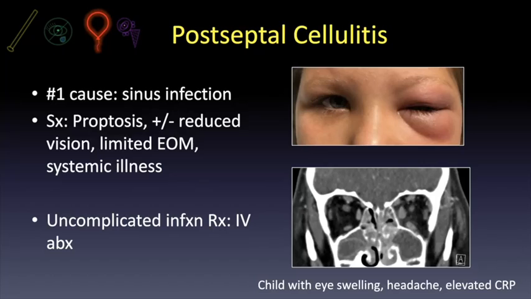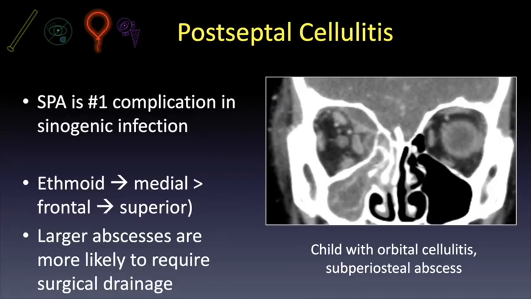Postseptal cellulitis is most often a complication of sinus infection. Clinical symptoms are more severe than in preseptal cellulitis. In this child, there is subtle fat stranding in the medial and inferior extraconal space adjacent to the inflamed ethmoid and maxillary sinuses and swelling of the medial and inferior rectus. However, there is no evidence of abscess. Postseptal cellulitis is often treated with IV antibiotics on an inpatient basis.